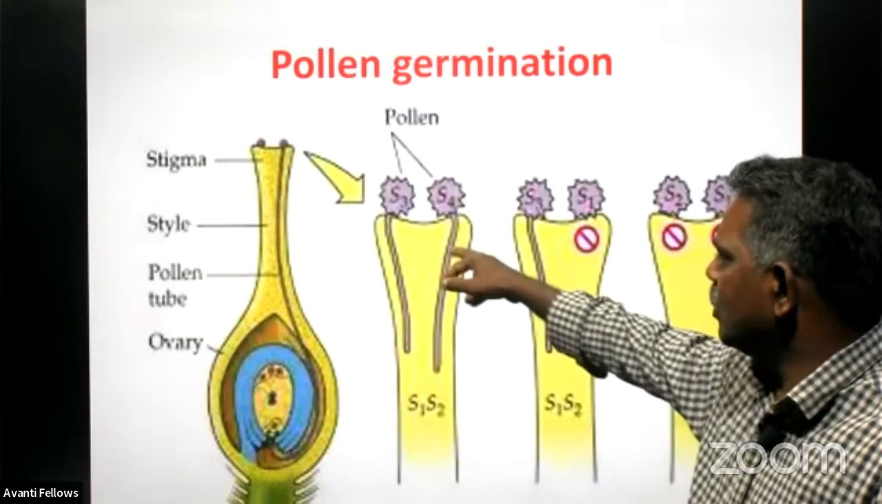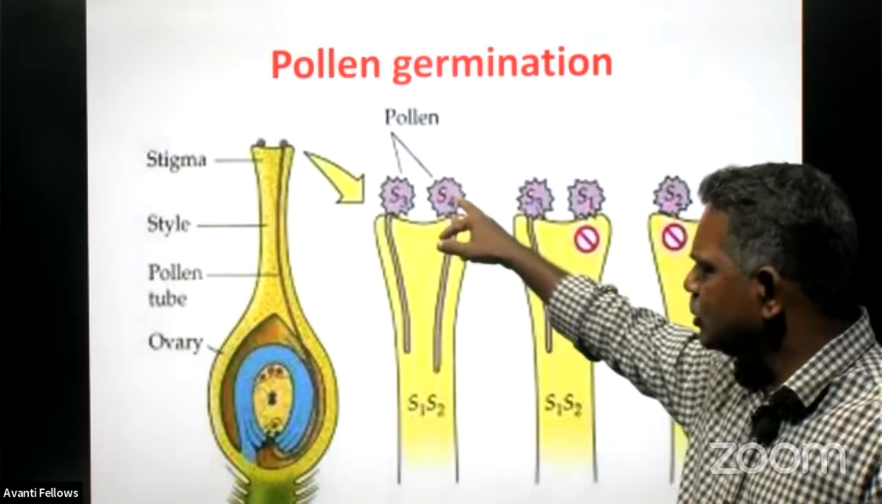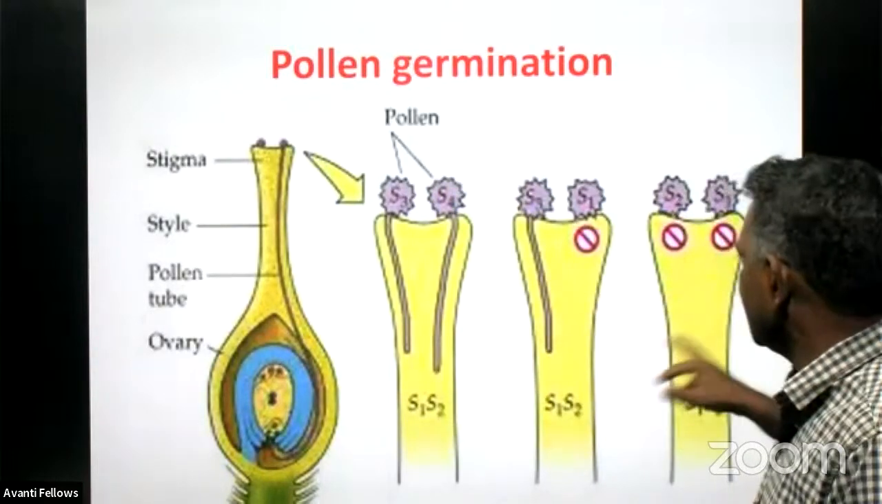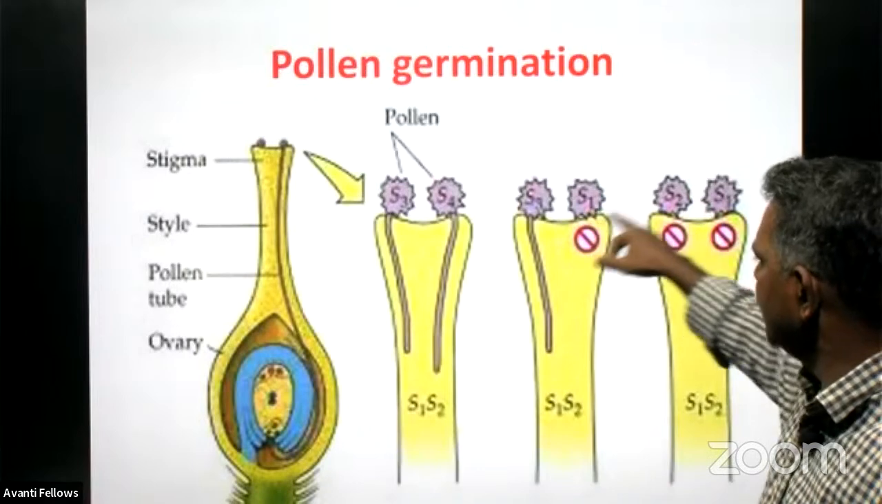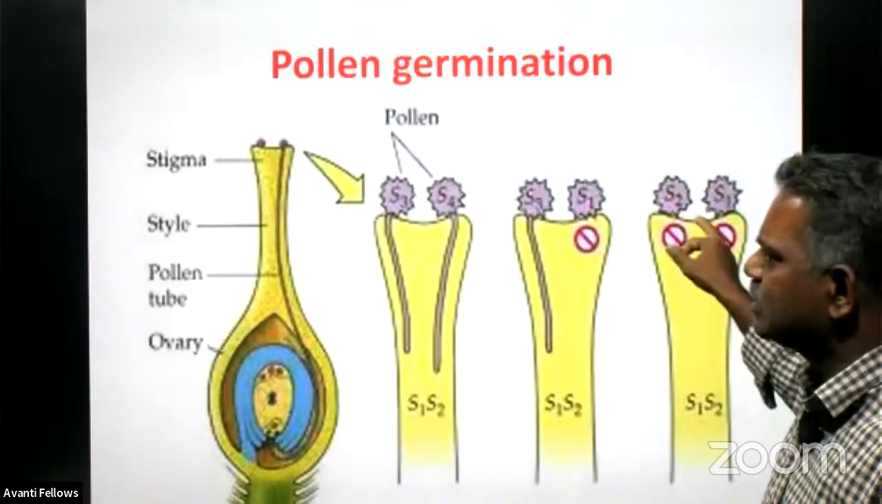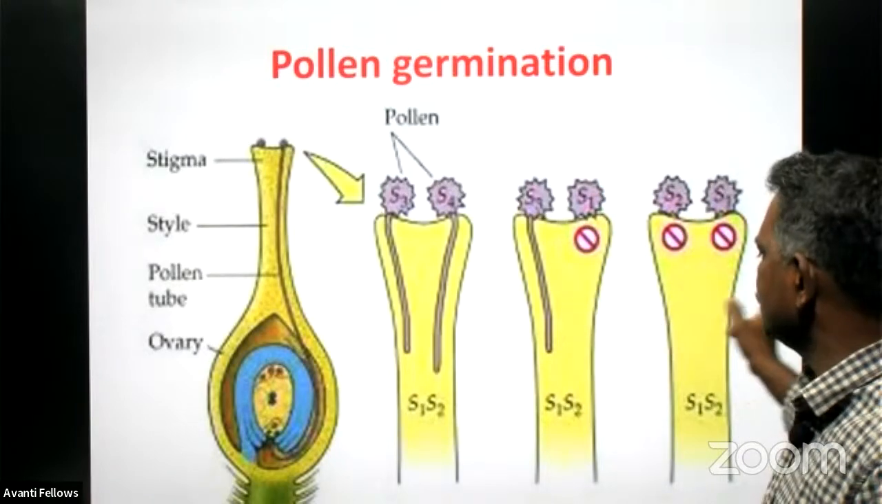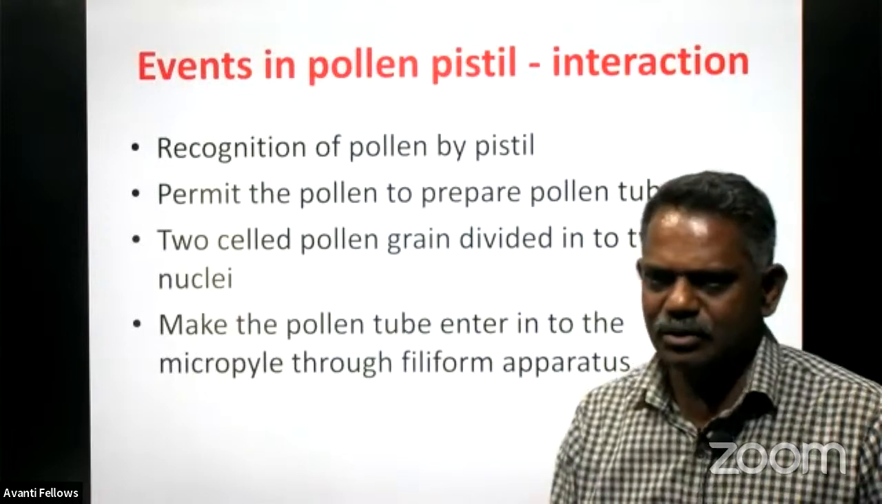And this is the pollen germination. Once it is identified that the stigma and the pollen grain match each other, naturally the pollen grain starts sprouting, and this is called pollen germination. If it is mismatching, if it is not compatible, naturally what happens? It disintegrates on the surface of the stigma itself and is never permitted to produce the pollen tube.